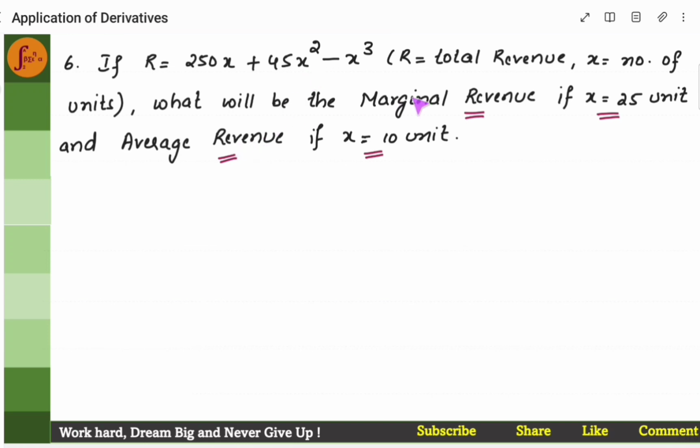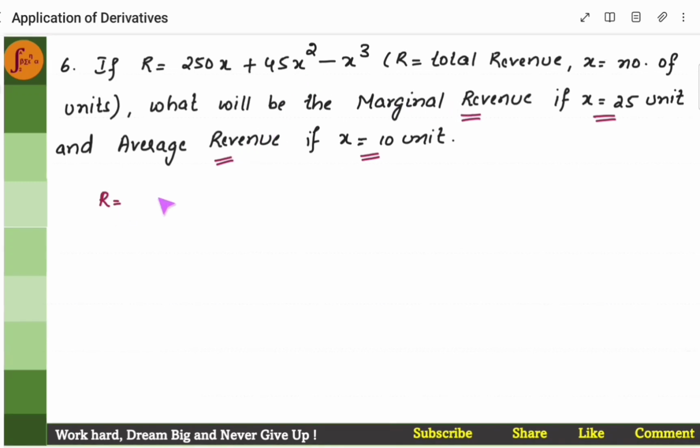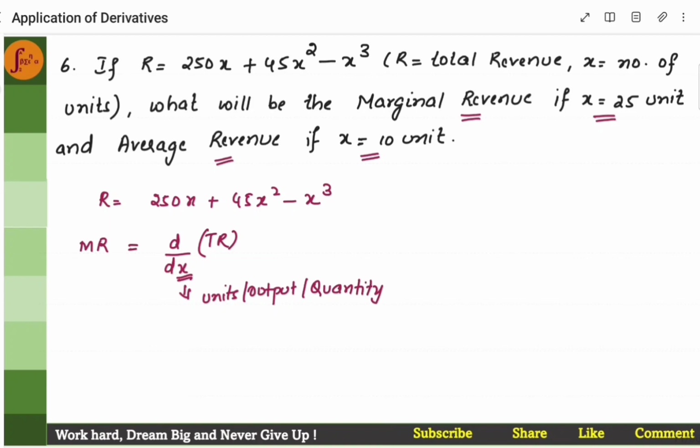We know the formula for average revenue and marginal revenue. So we know revenue is 250x plus 45x square minus x cube. So marginal revenue is equal to derivative of total revenue. Remember this, the denominator should always be quantity or units or output. So here X is the number of units, so it should be X. So differentiate this. Derivative of 250x is 250. Derivative of 45x square is 90x, minus 3x square.